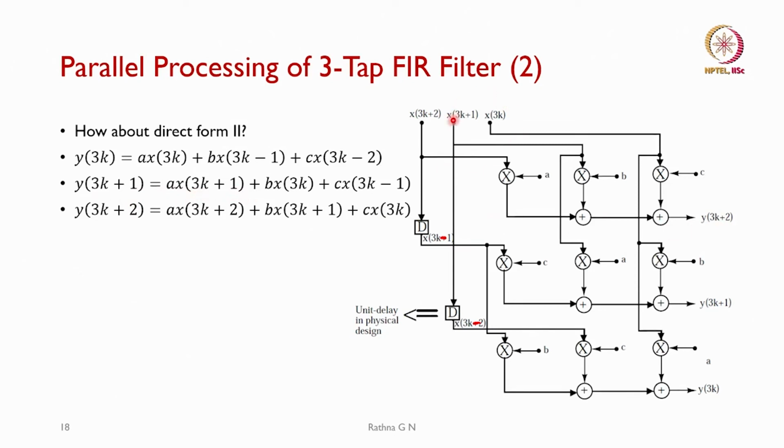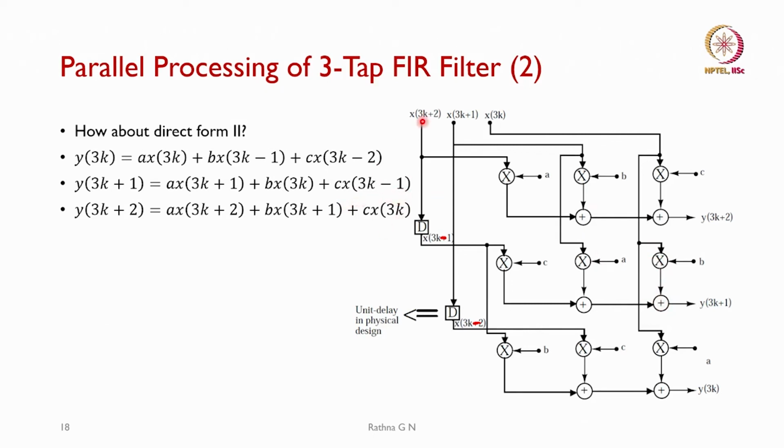You will see that x of 3k plus 1 is coming here, which is fed to this multiplier, giving a into x of 3k plus 1, which goes into the adder. The next term I want is b into x of 3k. You will see b is here, and x of 3k is coming here, which is multiplied with b, and it gets added. What is the last term I want? c into x of 3k minus 1 in this case.